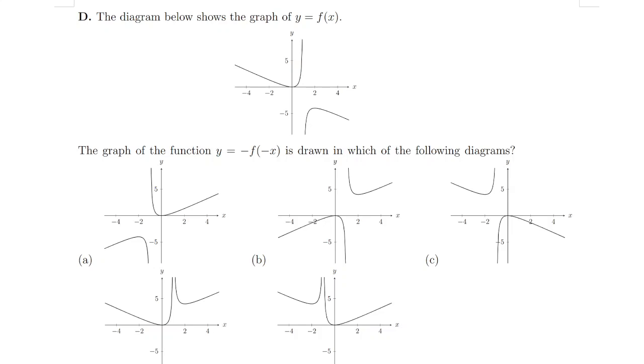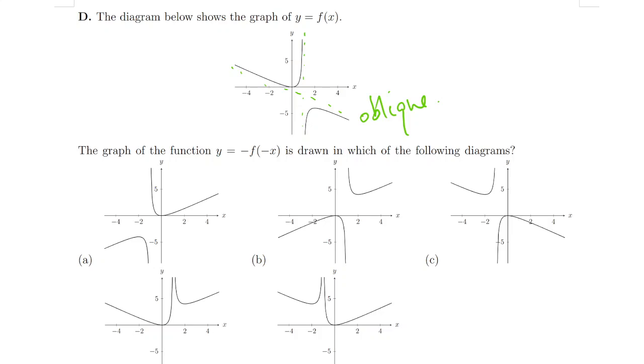Function d. The diagram below shows the graph of y equals f(x). Okay, so some fancy graph. It seems like there's an asymptote there somewhere, maybe two even. I think one of them is vertical, and then there's a vertical asymptote somewhere here, and then this is an oblique asymptote, isn't it? Is that how you spell it? It doesn't matter. Just how the graph looks like.